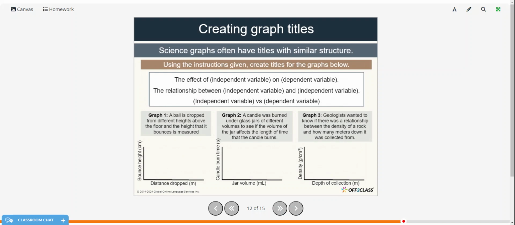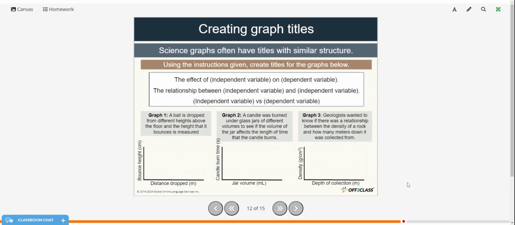Creating graph titles. Science graphs often have titles with similar structure. Using the instructions, create titles for the graphs below. So you could have the effect of the independent variable on the dependent variable. Another structure could be the relationship between the independent variable and the dependent variable, or the independent variable versus the dependent variable.